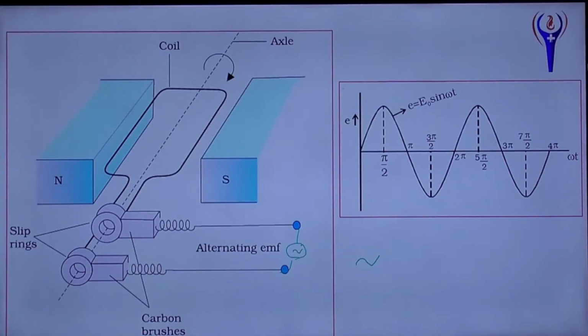That is AC. What is alternating current? We discussed already in current electricity. That is, the current value or EMF value changes continuously with respect to time, and the direction also changes periodically. That is alternating current.